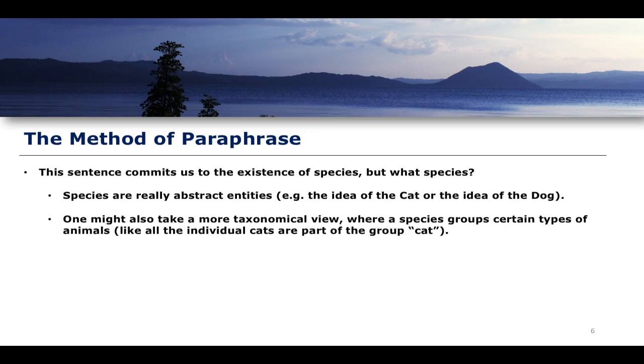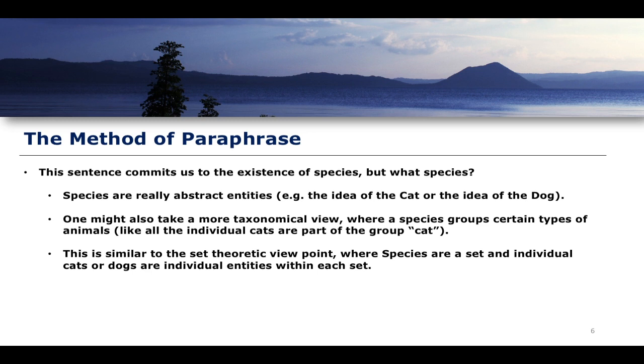One may take a taxonomical view, where species are groups of types of animals. So we're not talking about an individual cat, we're talking about the taxonomy view. The taxonomical view wouldn't be representative of an individual cat or an individual dog, it would be of the category of cat, the category of dog, which is defined from a taxonomical perspective. So we define a cat as having whatever the characteristics of a cat is.